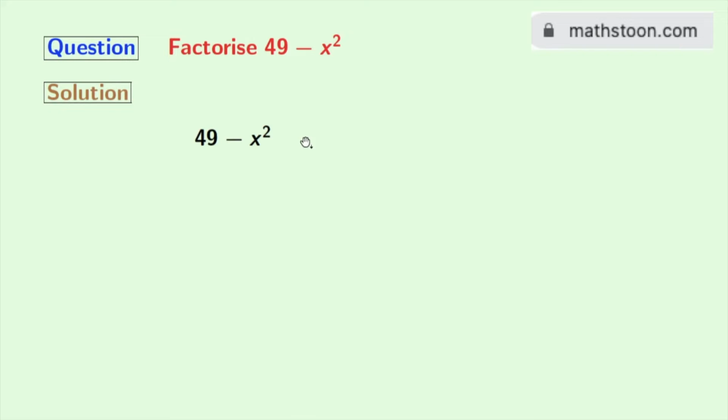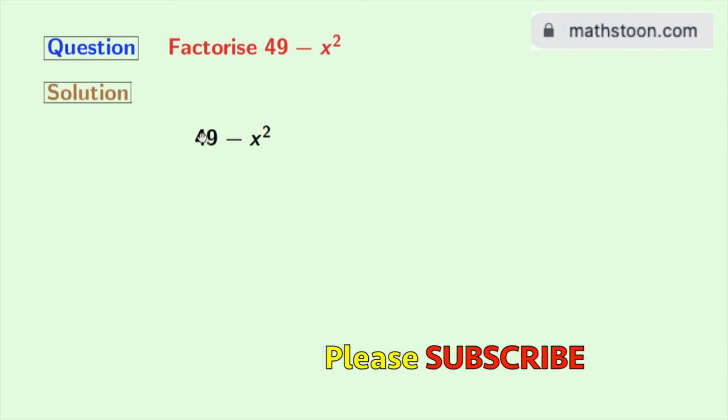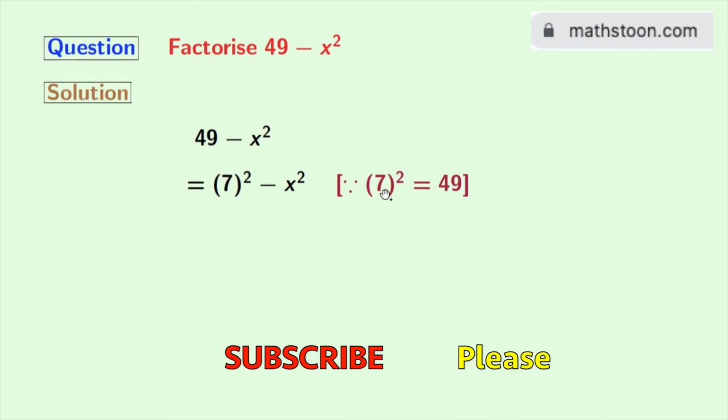Now let's start. Our given expression is 49 minus x square. Now we will rewrite this expression as 7 whole square minus x square, as we all know that 49 is equal to 7 whole square.